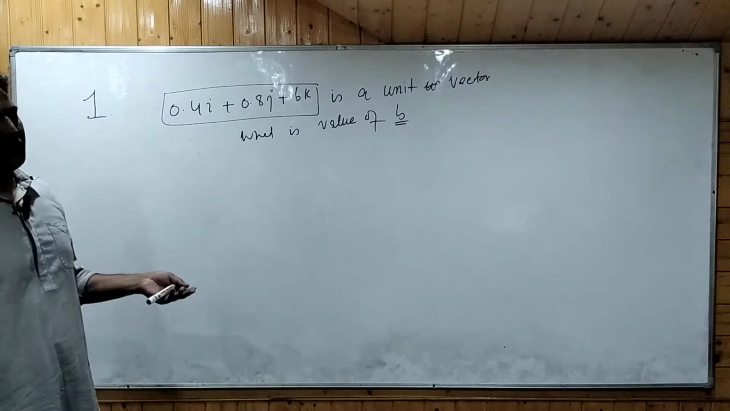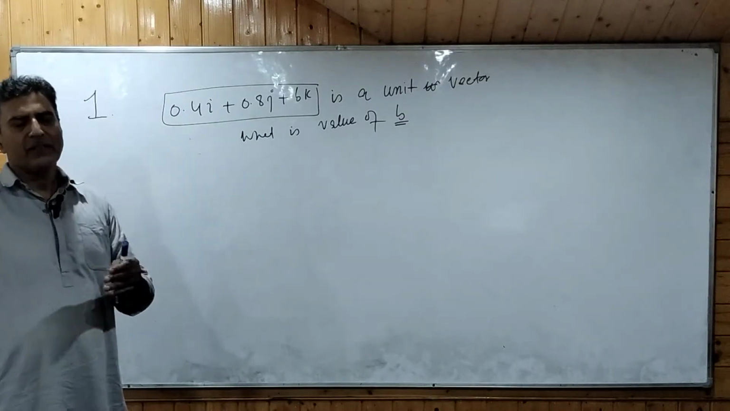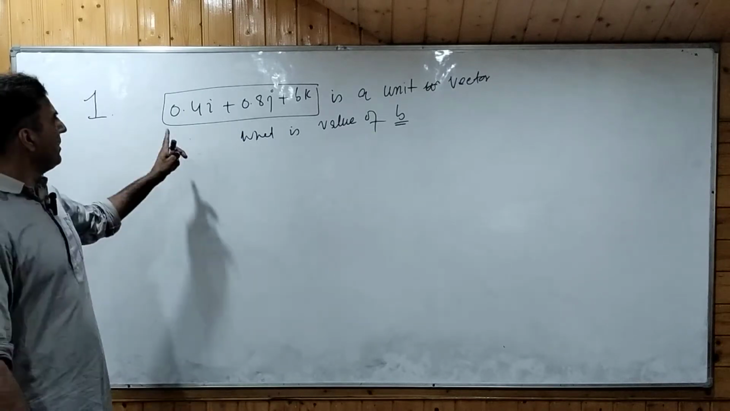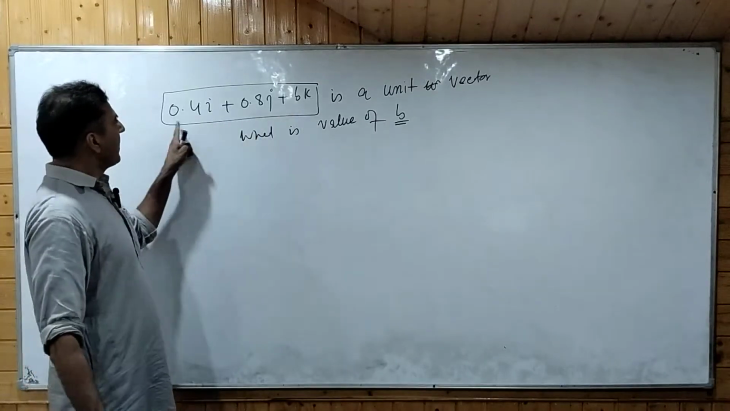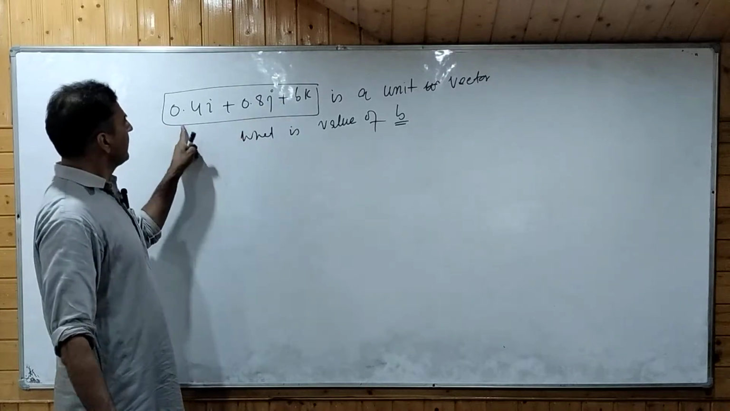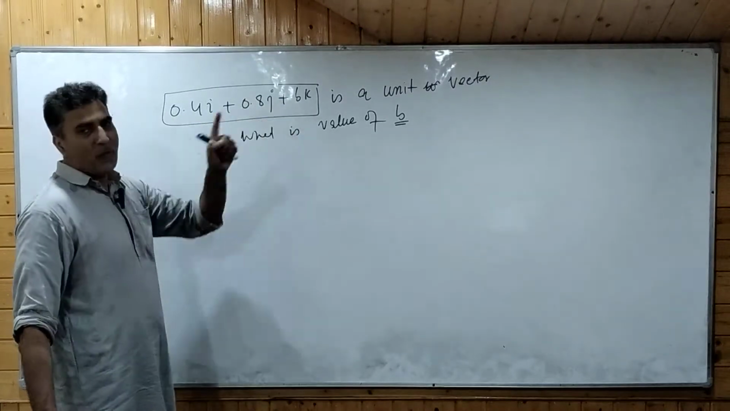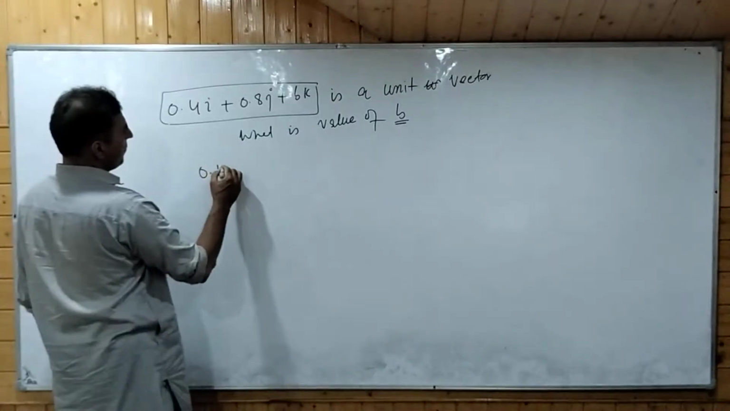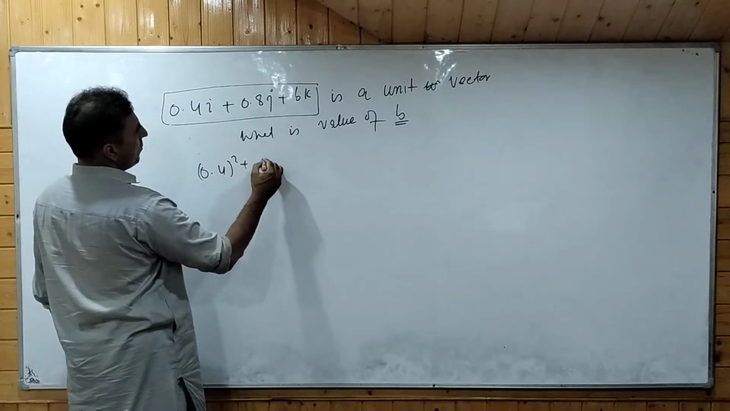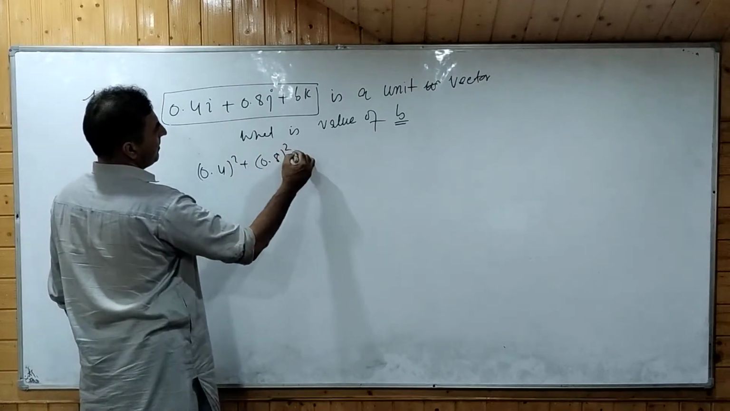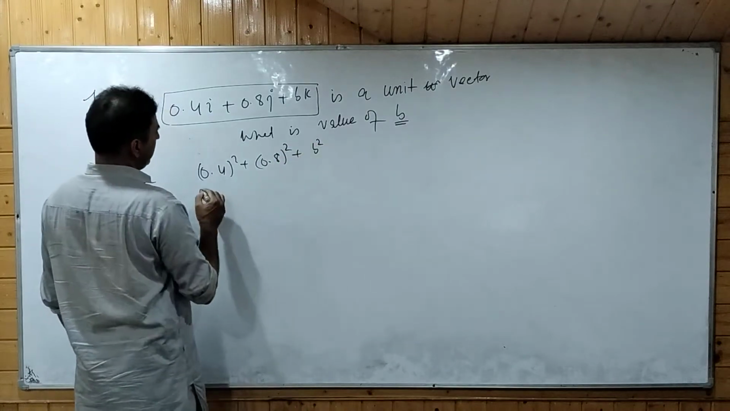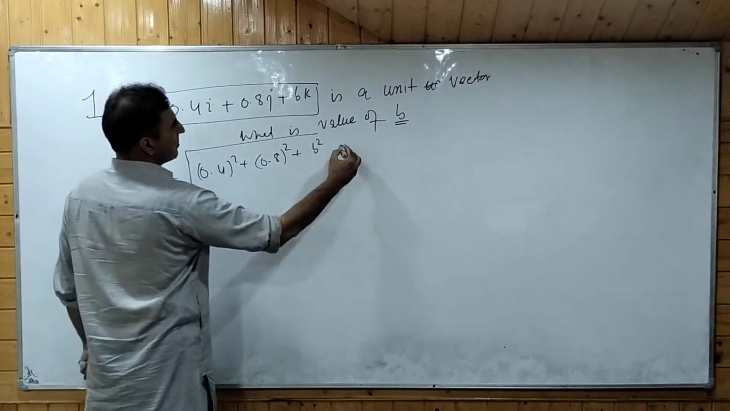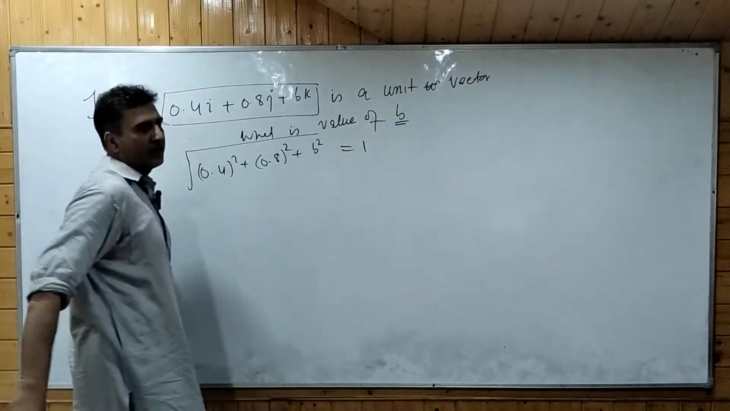You already know the rules, the definitions, the formulas. So what to do with it? It is a unit vector, so its magnitude has to be 1. How to write its magnitude? That is the square root of 0.4 square plus 0.8 whole square plus b square. This is the magnitude of this vector, and that's equal to 1, as given.